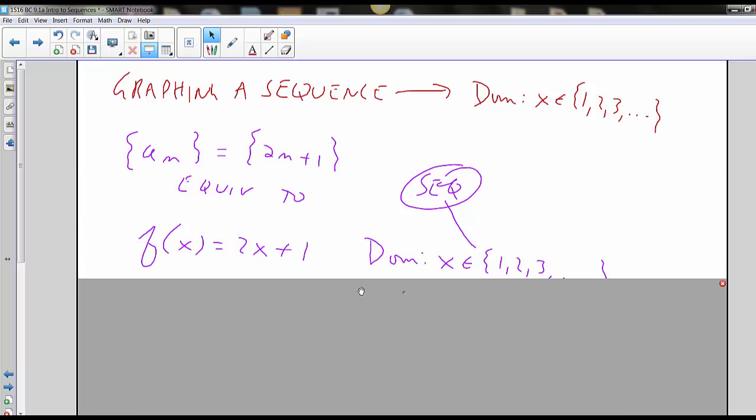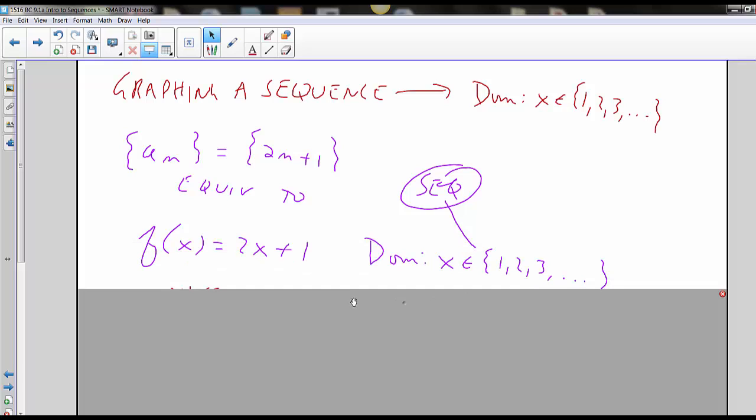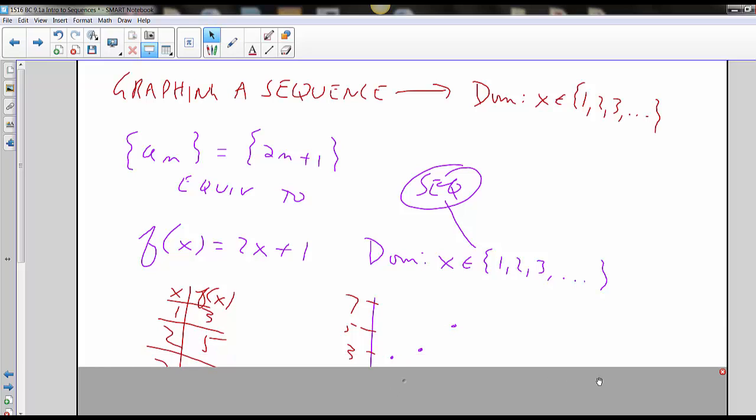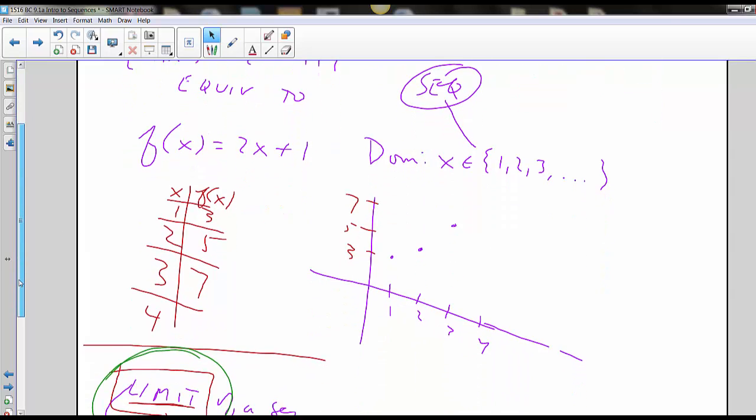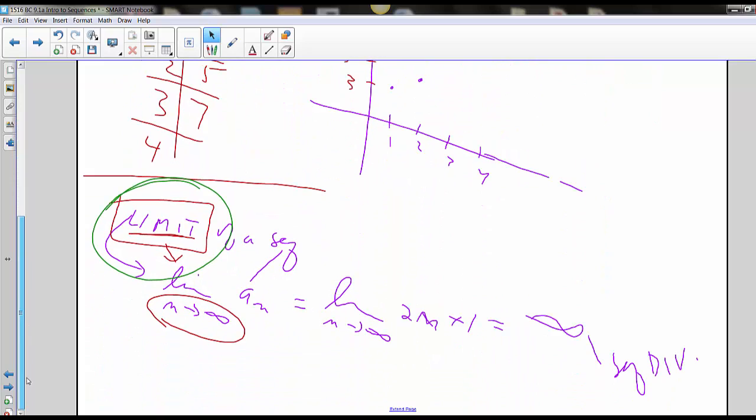So if you have, for example, the sequence an is 2n minus n plus 1, you can think of it as graphing the function f of x equals 2x plus 1, but it is an extremely restricted domain. X can only be 1, 2, 3, etc. So as you can see, we're just going to get these dots is all we're going to get. Now they fall on the line y equals 2x plus 1.